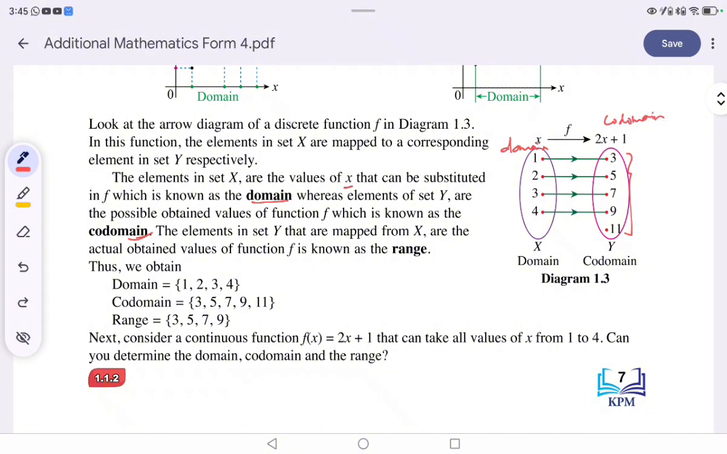The elements in set y that are mapped from x are the actual obtained values of function f, known as the range. This 1, 2, 3, 4, these 4 numbers which are mapped from these x numbers, we call range.